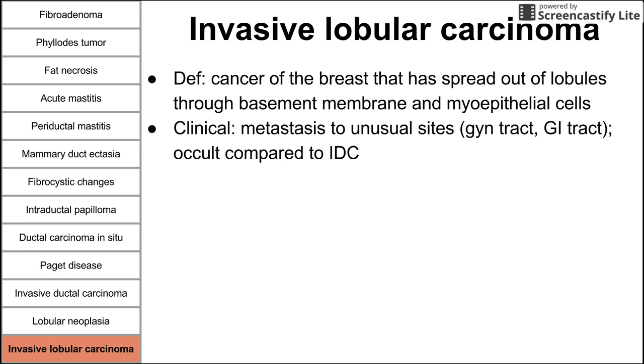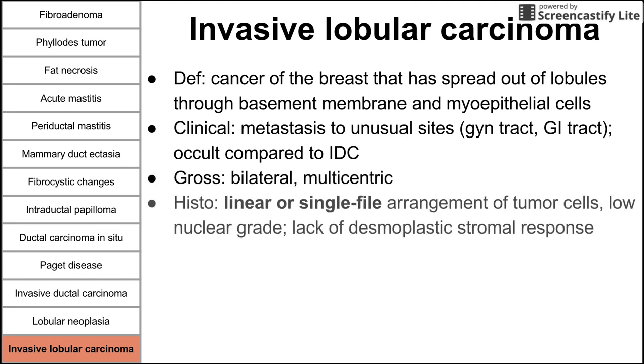Again, LCIS was usually found as an incidental finding. The resultant invasive lobular carcinoma is also usually occult compared to the DCIS and IDC variants. Grossly, you see bilateral multicentric lesions. On histology, you see linear or single-file arrangements of tumor cells. This is again because these cells are lacking E-cadherin, just like in LCIS and lobular neoplasia. If they cannot adhere together, they usually form a single-file arrangement as opposed to the normal roundish glandular appearance. You see low nuclear grade and usually a lack of desmoplastic stromal response.